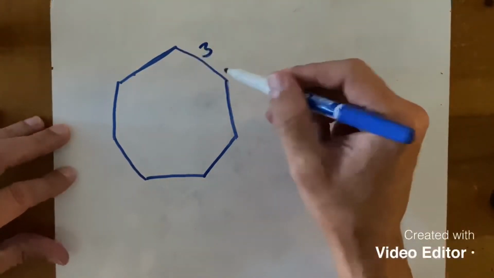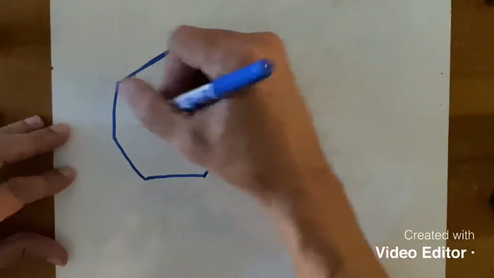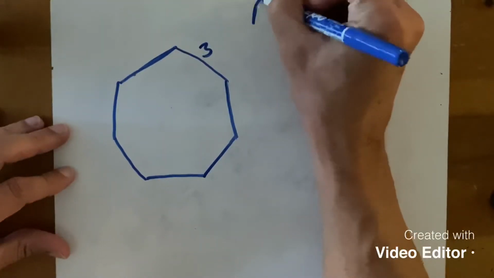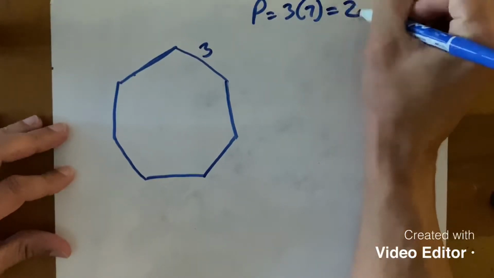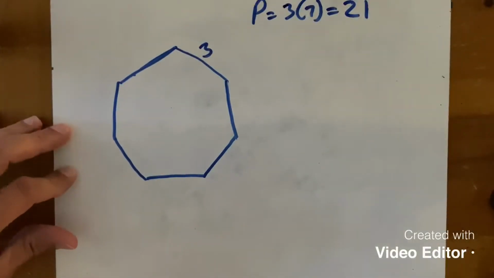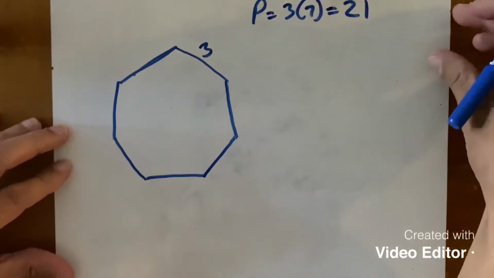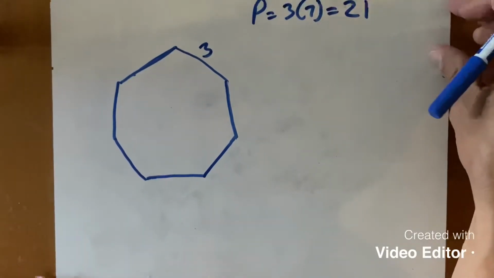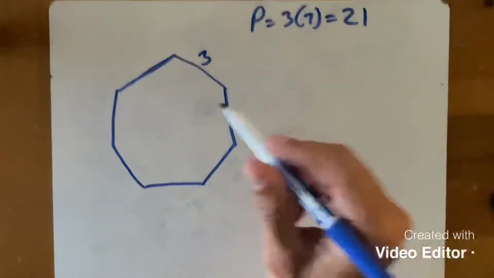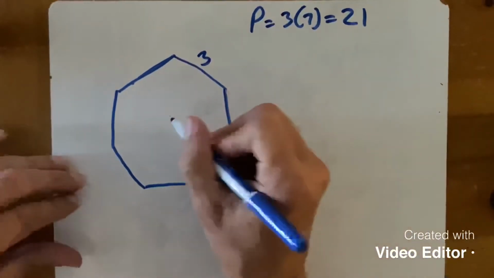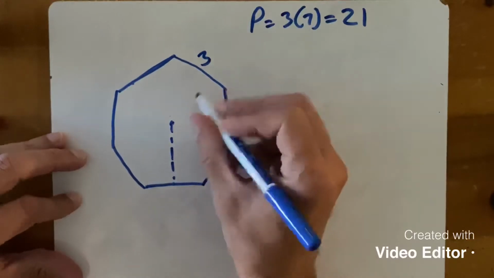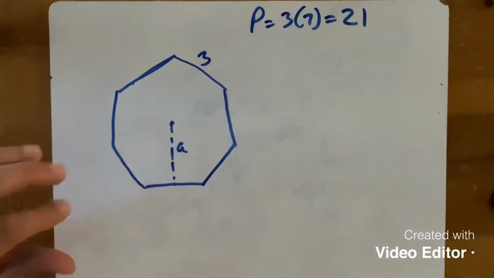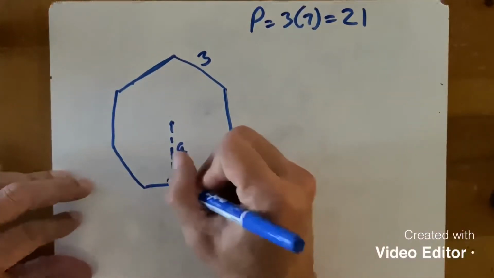All right, so we have the side length. So obviously perimeter is going to be 3 times how many sides, which is 7. So my perimeter is 21. All right, so I've already got half my equation that I need to solve for the area. Secondly, I need the length of the apothem, right? So that's the segment perpendicular from the center to one of the sides, okay?